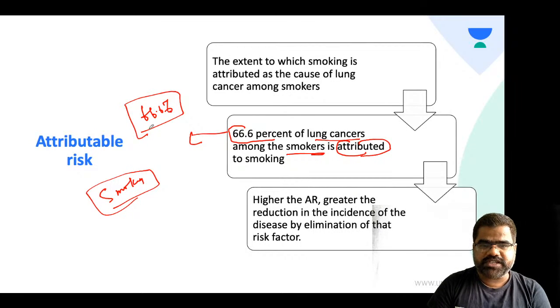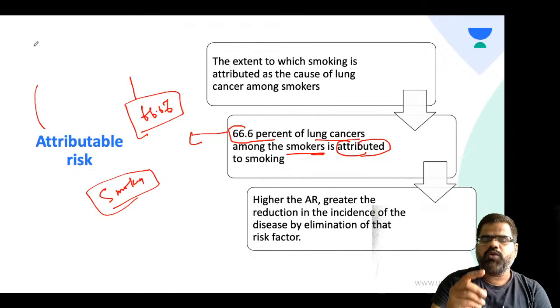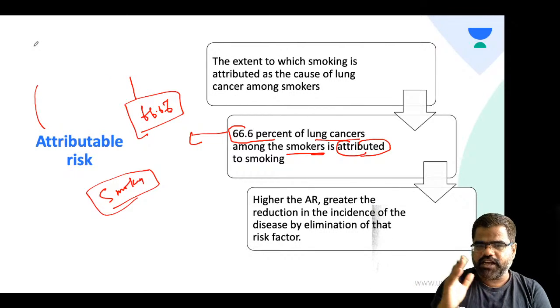Now you tell me, students, if you know this percentage value, 66.6% or any value which comes, and you know that if I remove the risk factor, we will be able to reduce the disease, in this example lung cancer, by 66.6%. Now if I ask you, is attributable risk more important or relative risk more important? What was relative risk telling? Relative risk was telling only that there is a 3 times greater possibility of lung cancer in smokers than non-smokers. But that doesn't help much.